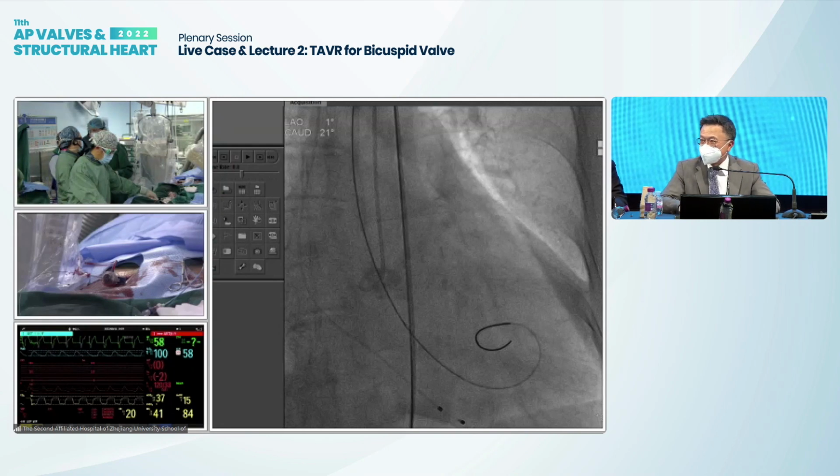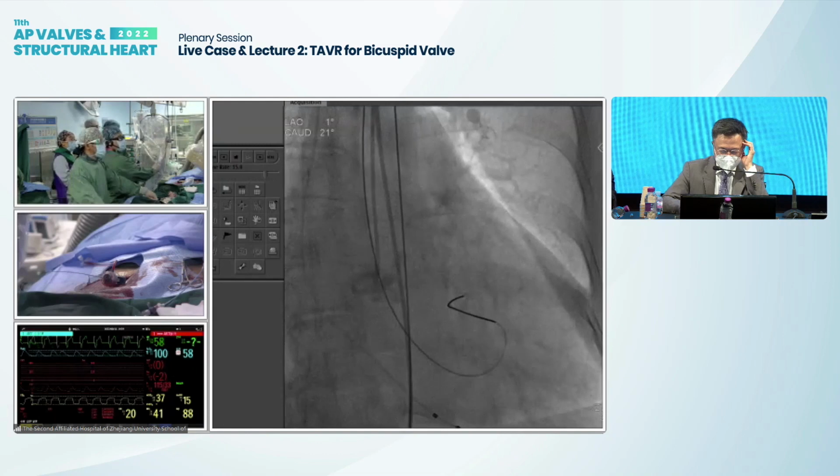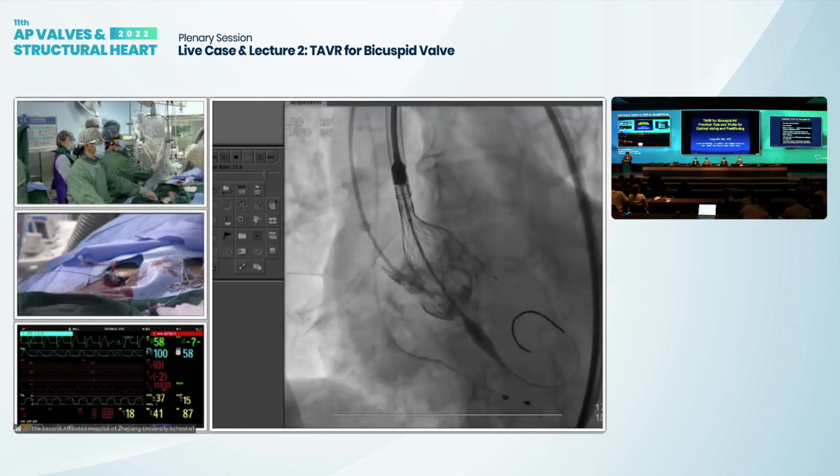Jinming is going to talk about TAVR for bicuspid valve, and practical tips and tricks for optimum sizing and positioning. Very timely lecture for this case. So, thank you, Alan.